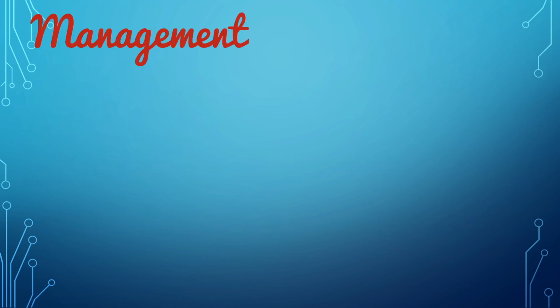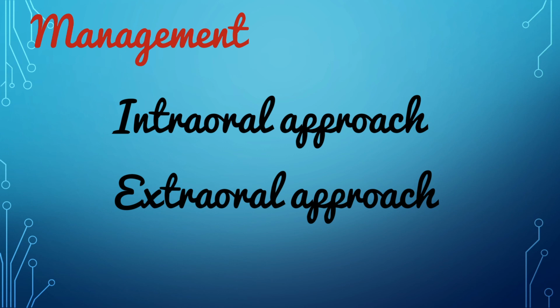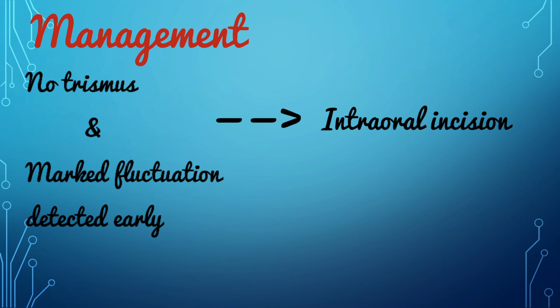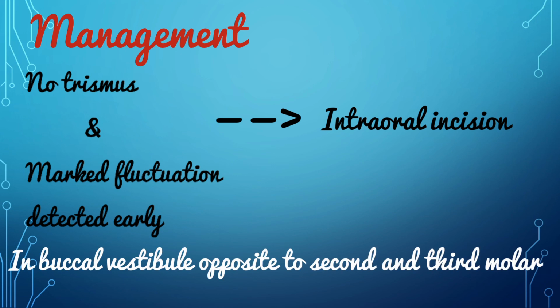The management of infratemporal space infection is similar to any other space infection, which includes incision and drainage. The incision and drainage has two approaches, an intraoral approach and an extraoral approach. If the patient does not have any trismus and the fluctuation is detected early, an intraoral incision is given in the buccal vestibule opposite the second and third molars.